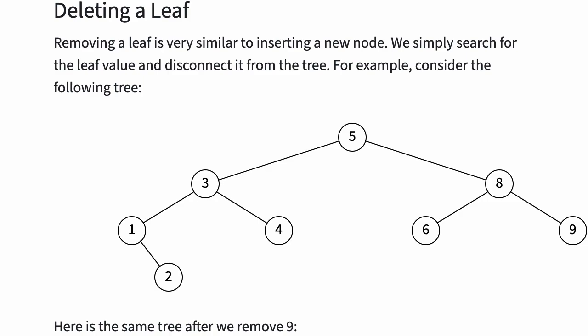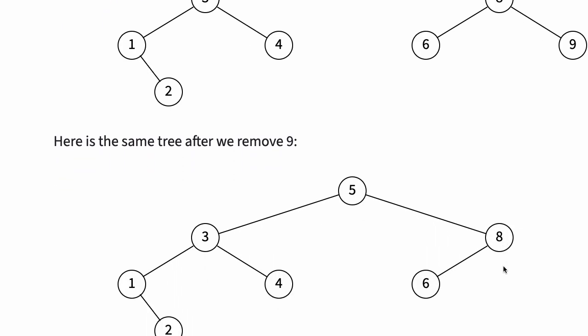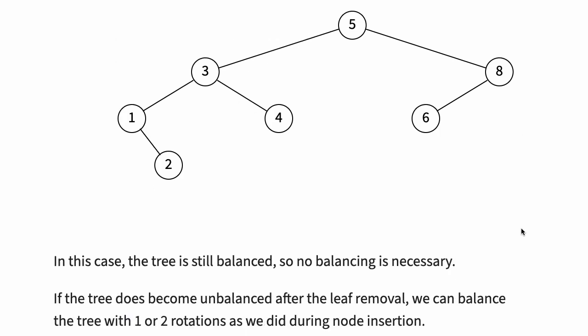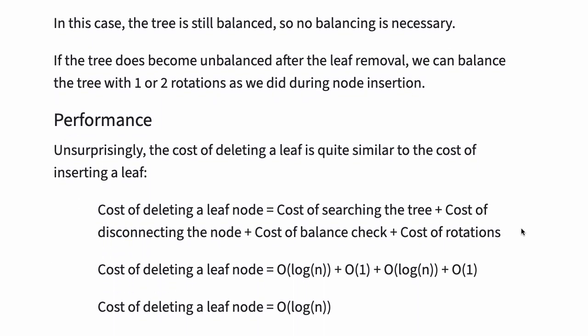Removing a leaf is very similar to inserting a new node. We simply search for the leaf value and disconnect it from the tree. For example, consider the following tree. And here's the same tree after we remove 9. In this case, the tree is still balanced, so no balancing is necessary. If the tree does become unbalanced after the leaf removal, we can balance the tree with 1 or 2 rotations as we did during node insertion.